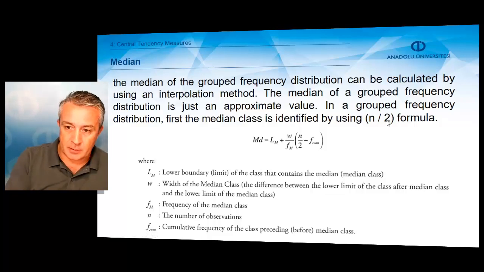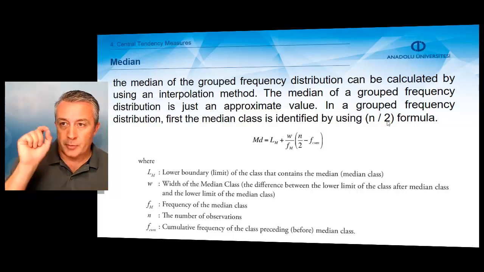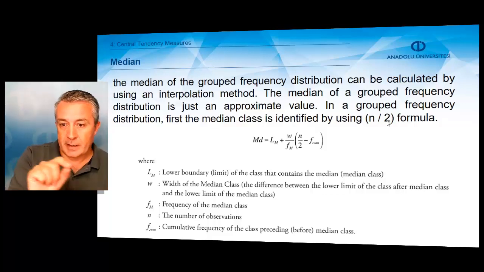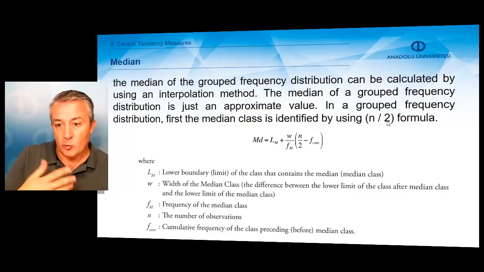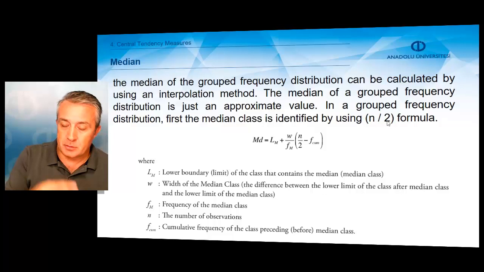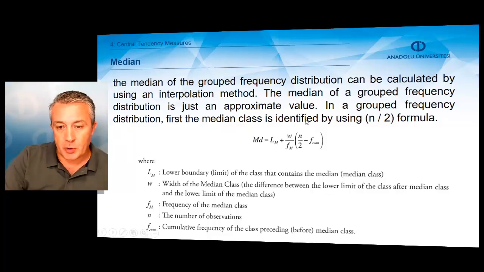So if there are 100 observations, it's going to be 50. You have to find the 50th observation, and where it is going to be in your group frequency distribution. There are classes, and in one of the classes you will have the 50th observation when the data is ordered from smallest to largest. Once you create a group frequency distribution, your data set is already sorted. So we will use this formula to find the median value in a group frequency distribution.